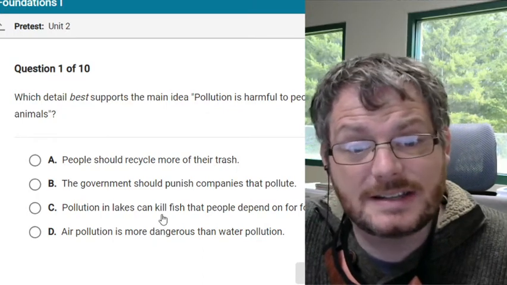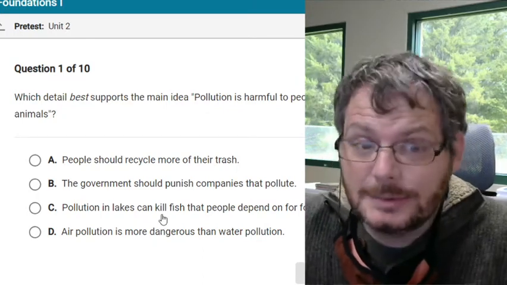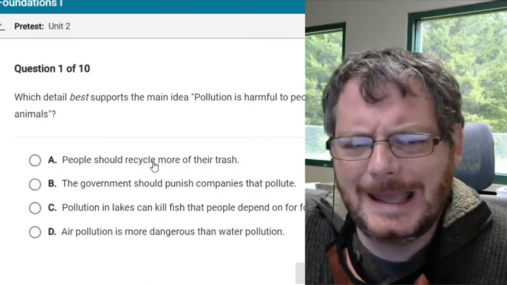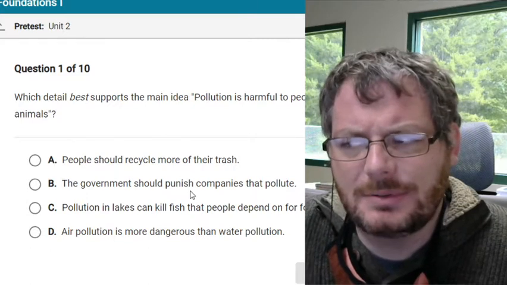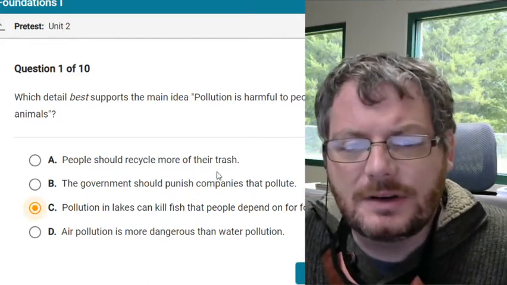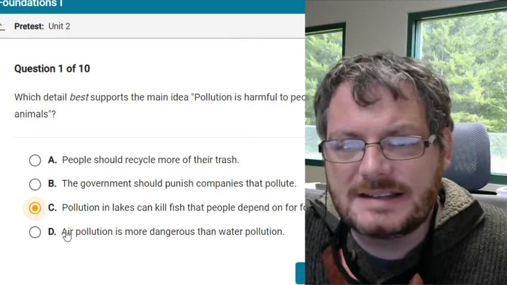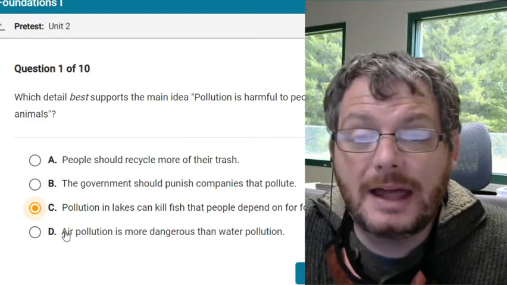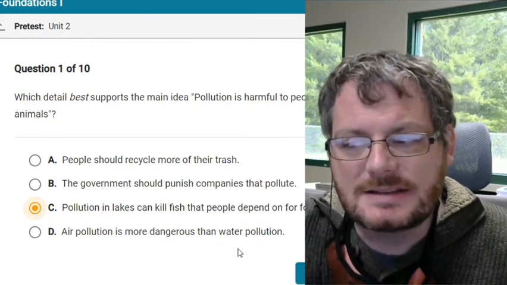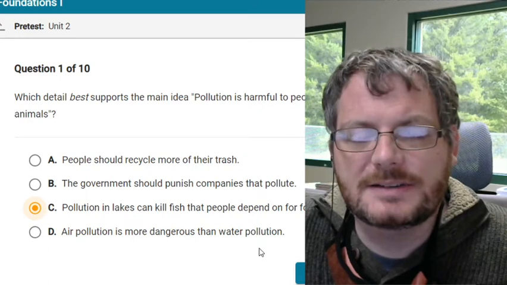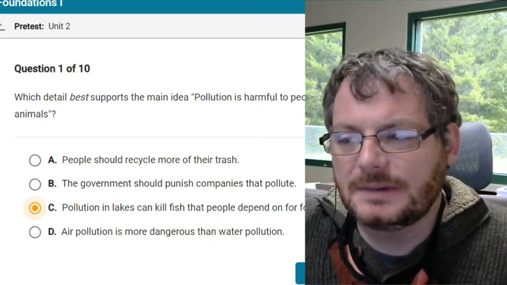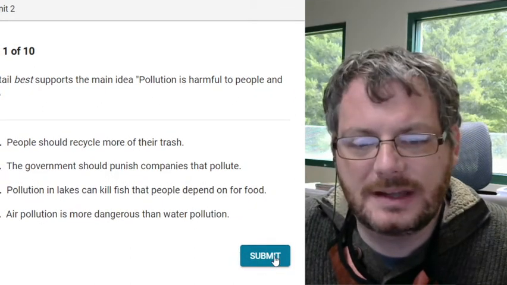Pollution in lakes can kill fish that people depend on for food. Okay, so we have people and we have fish, which is an animal, mentioned here. People should recycle more of their trash in A, and B, the government should punish companies that pollute. So it seems like C is probably the right response. Notice how I weeded out the options that didn't quite seem to fit, but I read all of the multiple choice options. I'll come back to that in just a minute at the end of this video, strategies for going through multiple choice questions. But I'm going to hit submit here. Let me get you so you can see the submit button.